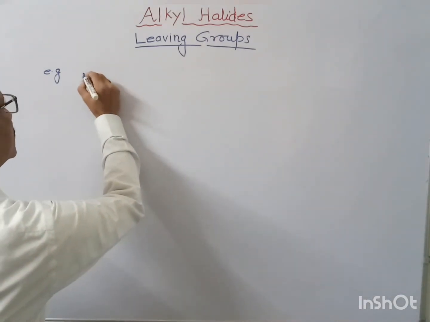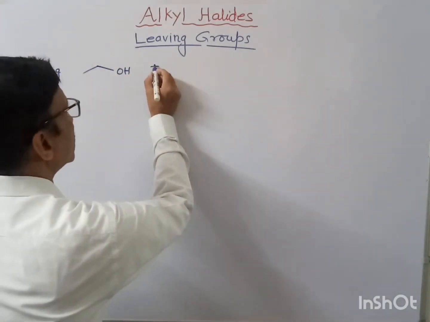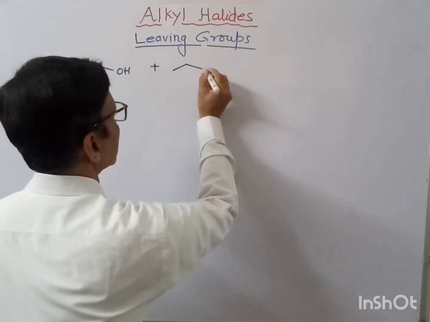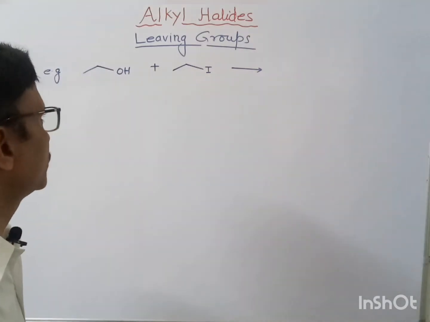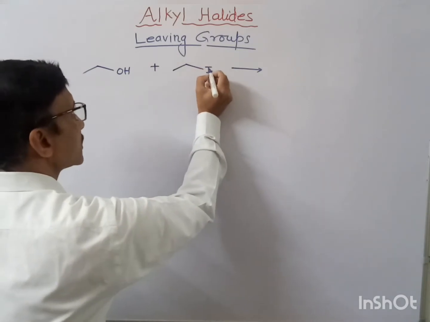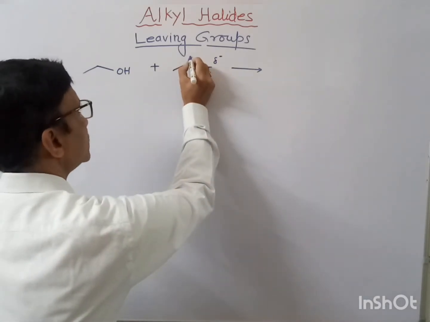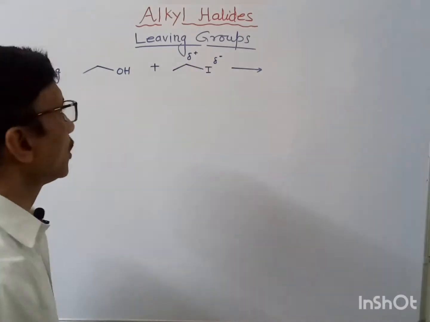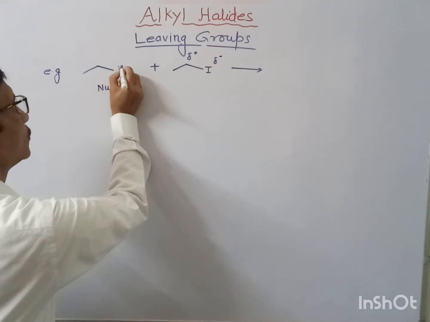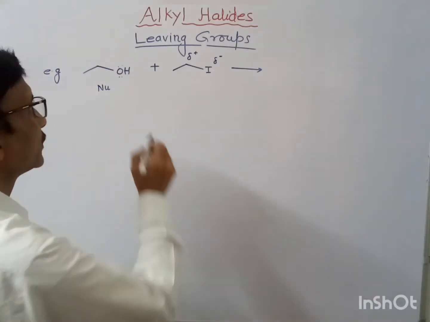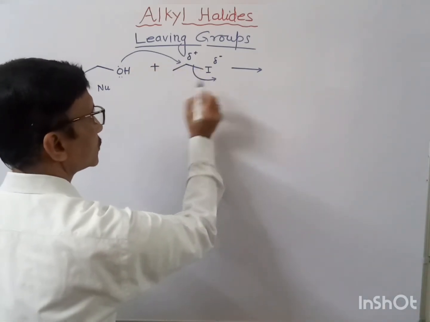Suppose I have ethyl alcohol, and this ethyl alcohol reacts with ethyl iodide. This is an example of a nucleophilic substitution reaction. Here the iodine has a partial negative charge, delta negative, and the carbon has a partial positive charge. The ethyl alcohol will act as a nucleophile, and the lone pair of electrons, the electron rich part, will attack this electron deficient part, and the iodide ion will leave out.